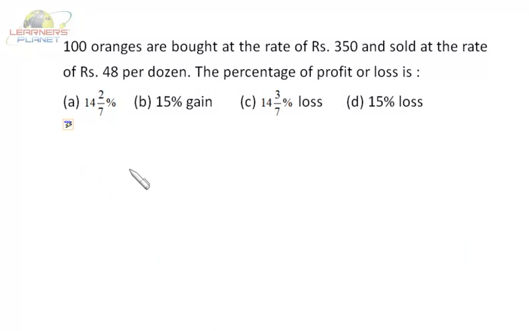Further, similar question. 100 oranges are bought at the rate of rupees 350 and sold at the rate of 48 per dozen. We have to find percentage profit or loss. So what is per piece price? That is 350 by 100. Since 100 oranges are being bought at the rate of 350, that means rupees 3.5 per piece. So CP is 3.5 per piece. And selling price is 48 rupees per dozen, that means 4 rupees per piece.